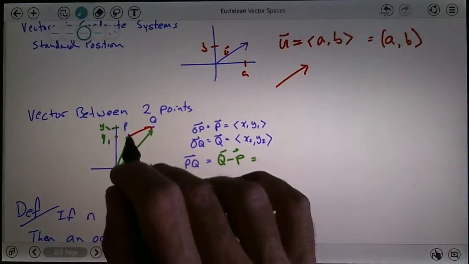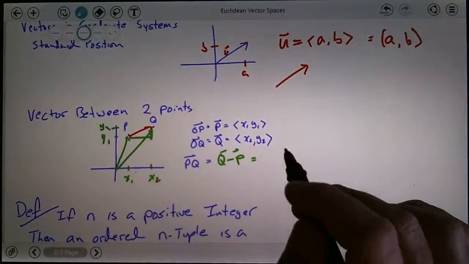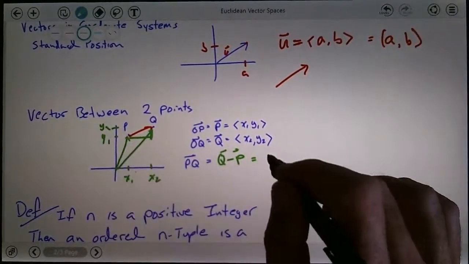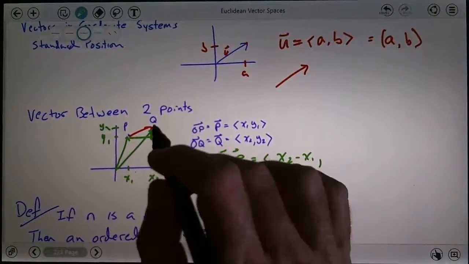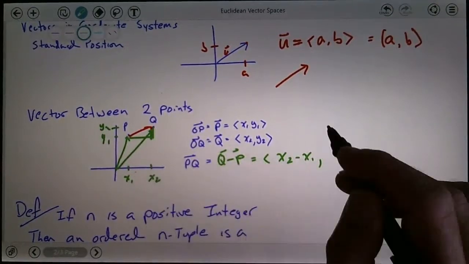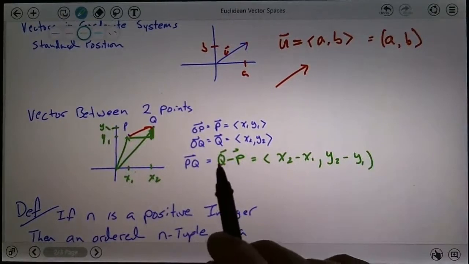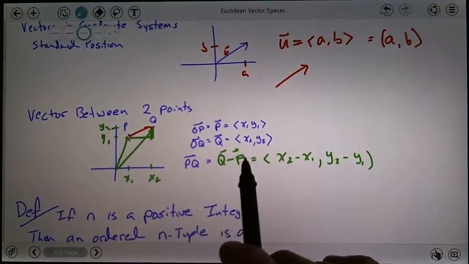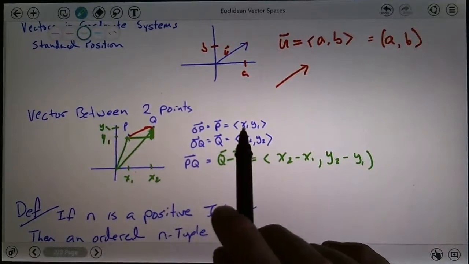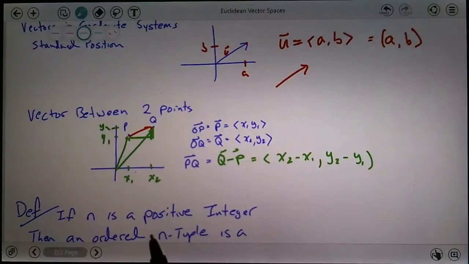The x coordinate is this distance, the y coordinate is that distance. So this would be the difference in the x values, x2 minus x1, and the y component here would be the difference in the y values, y2 minus y1. So to get the vector between 2 points, you just subtract the coordinates, end point minus start point, right? I'm ending at Q, starting at P, and that's the vector that I have.